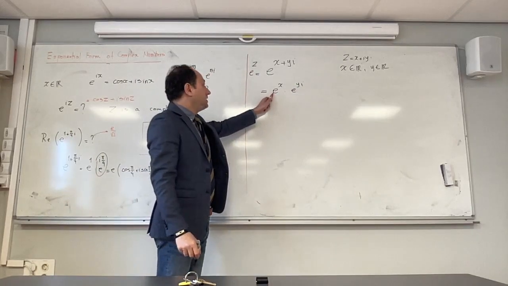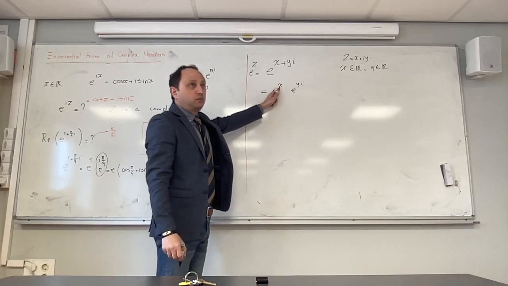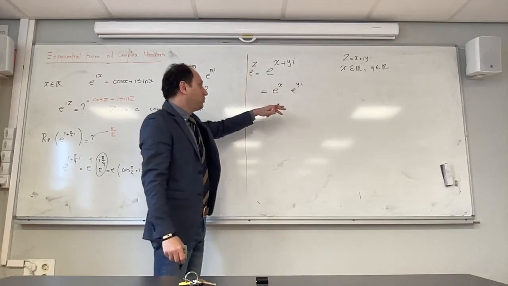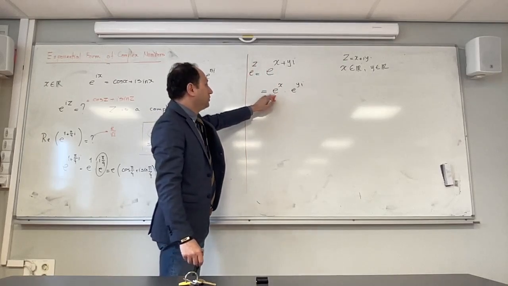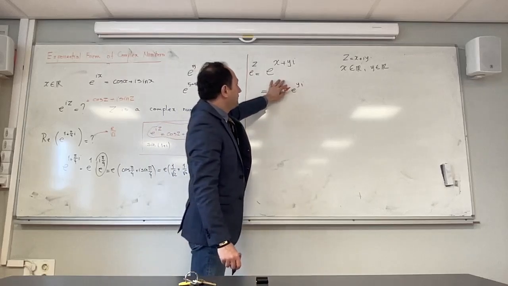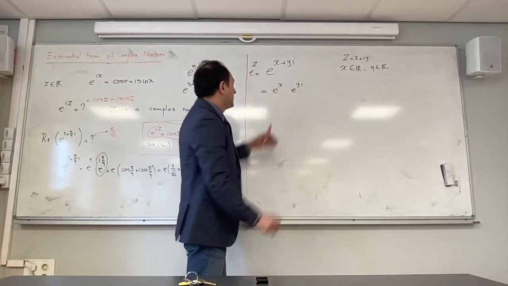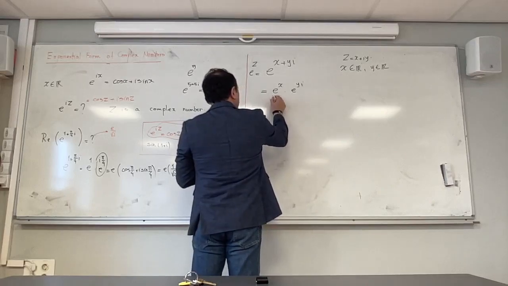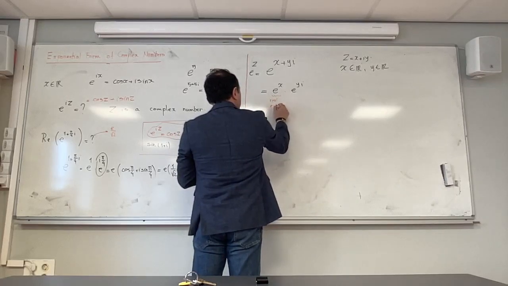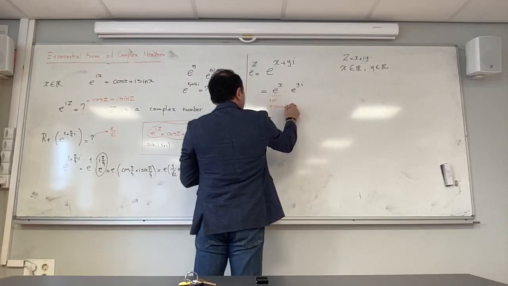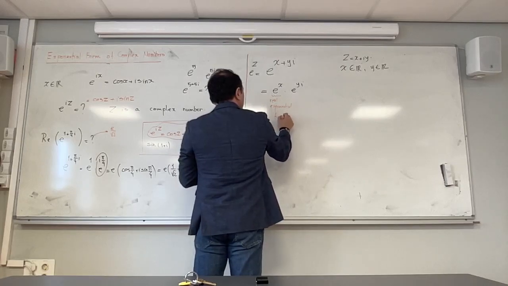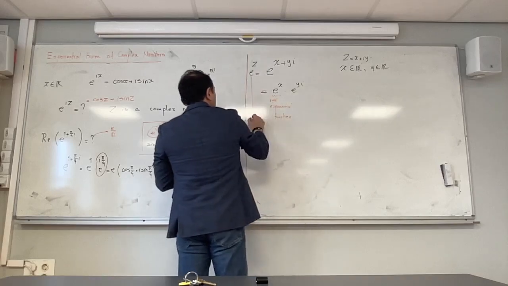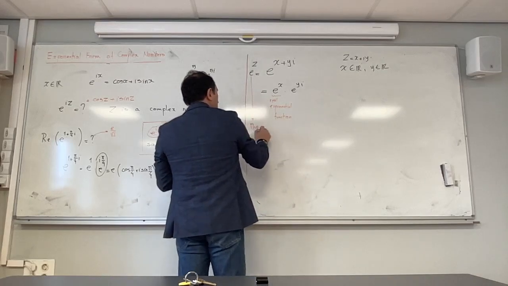Why? Because e is the real number, x is the real number, assuming that I have done my homework for real numbers before, so I don't have any problems with this part. This is just e to the power of x. This is the real exponential function. Okay? But this one is the complex exponential function.